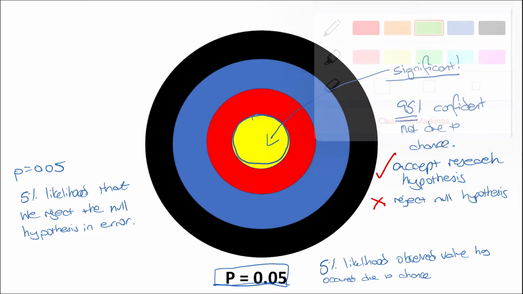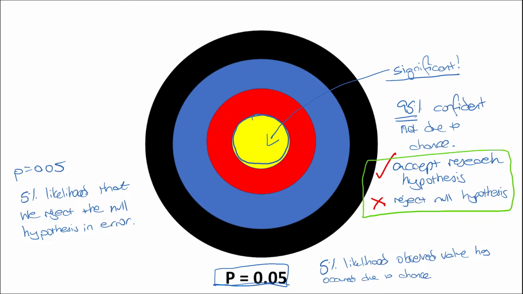Because we are deciding to accept our research hypothesis and reject our null when we're 95% confident, it means that there is a risk. It means that there is a 5% likelihood that we're going to make an error in which hypothesis we accept and which hypothesis we reject. In other words, when we set P at 0.05, we're only 95% confident that our results are real and are not due to chance. There still is a 5% likelihood that our results are due to chance, in which case there's a 5% risk that we're going to reject the null hypothesis in error.